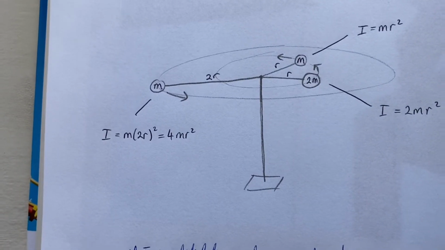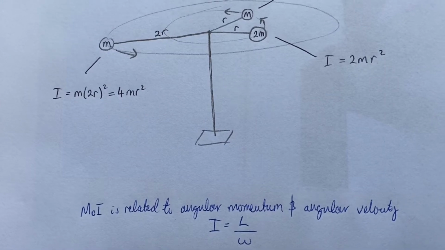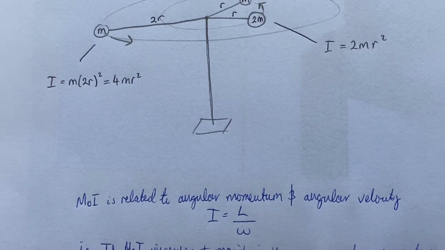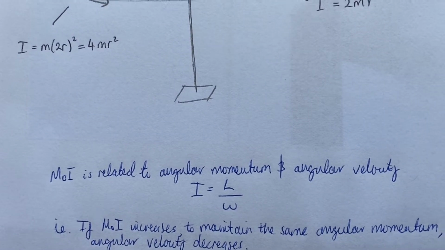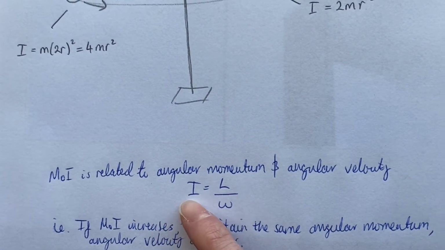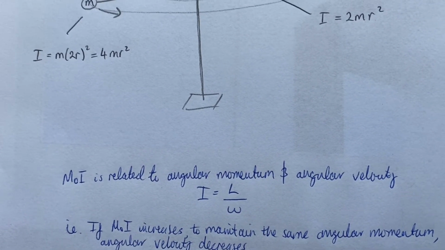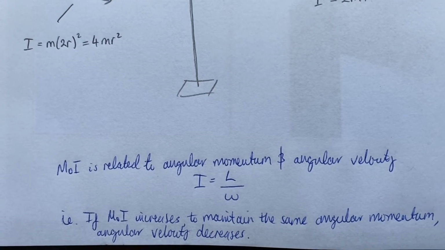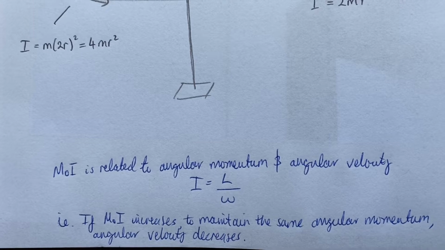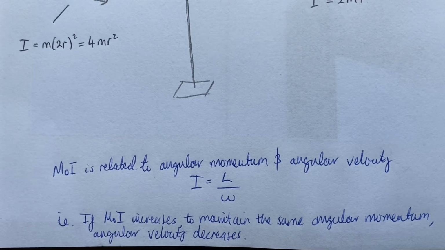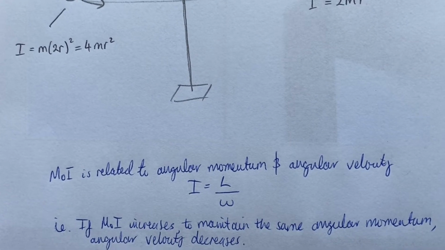And a real life example. The other thing that moments of inertia are related to is this notion of angular momentum and angular velocity. And those three things are related by this formula here. The moment of inertia is the angular momentum over the angular velocity. So in real terms, what this actually means is that if we increase the moment of inertia but want to keep the same angular momentum, then the angular velocity must decrease.